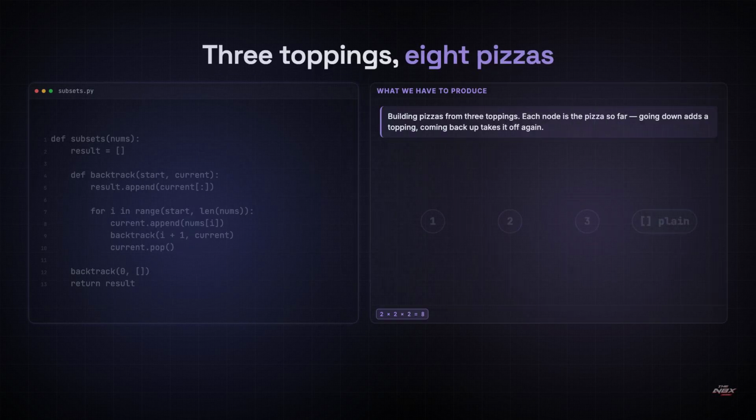You're building every pizza you can from 3 toppings: pepperoni, mushroom, and olive, which the code calls 1, 2, and 3. How many pizzas is that? Each topping is independently on or off, so the count is 2 times 2 times 2, which is 8, and that total includes the plain pizza, with nothing on it at all. People forget the empty pizza constantly, and interviewers notice.